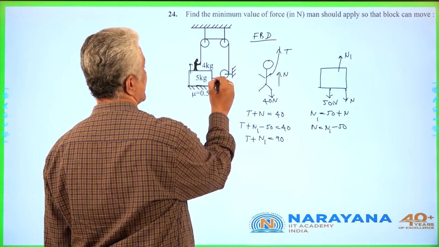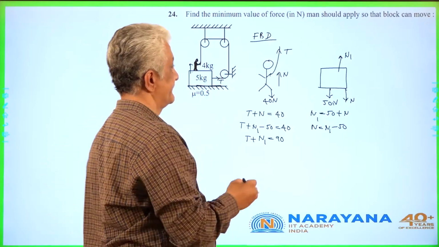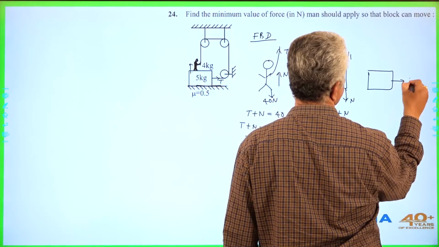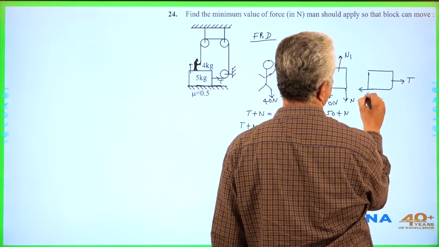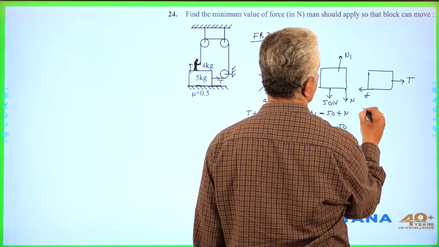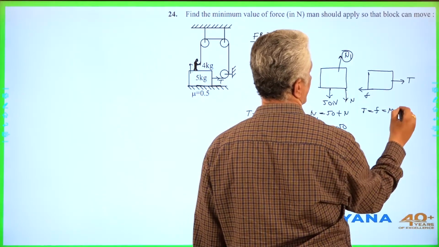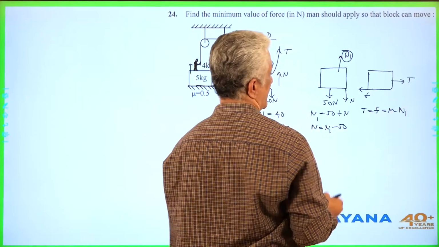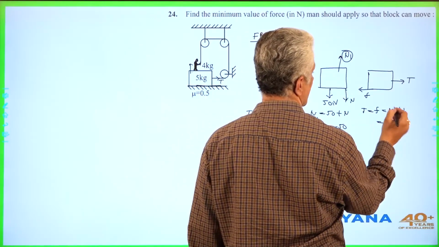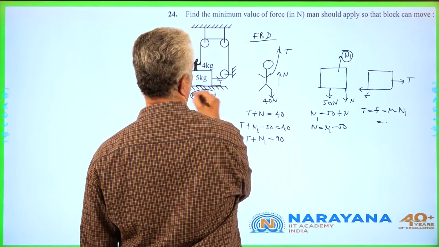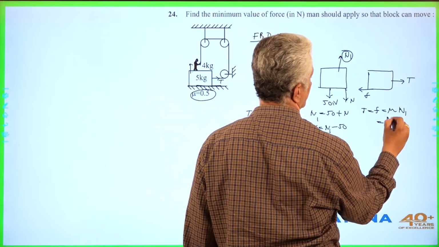Along the horizontal, tension is there, frictional force is there. Along the horizontal, tension is pulling to the right side and the friction force acts in the left direction. Then T equals F, which is mu into this normal reaction N1. And this mu is already given as half here. Mu is given as 0.5, half, so it becomes N1 by 2.